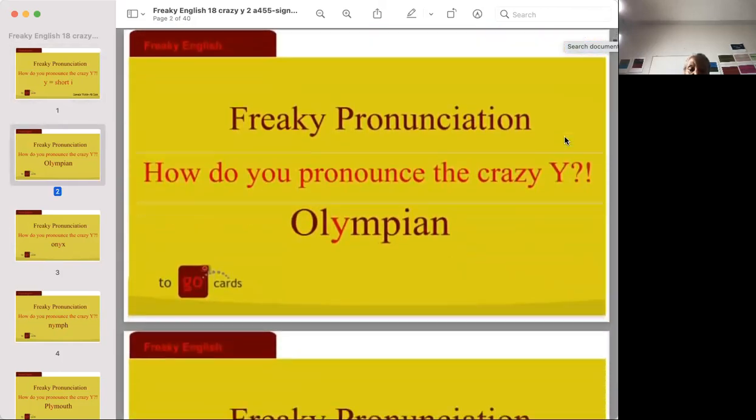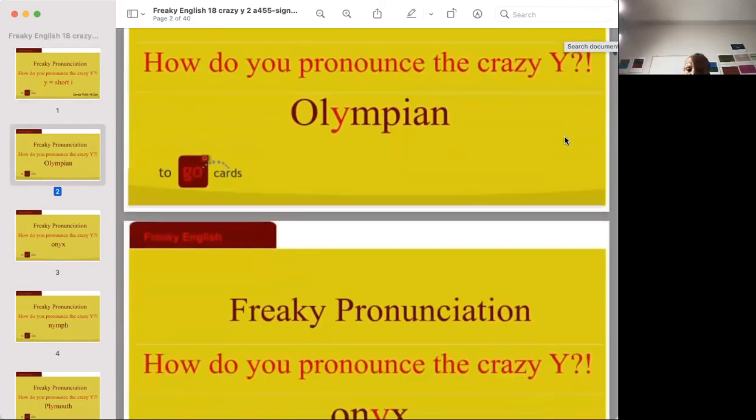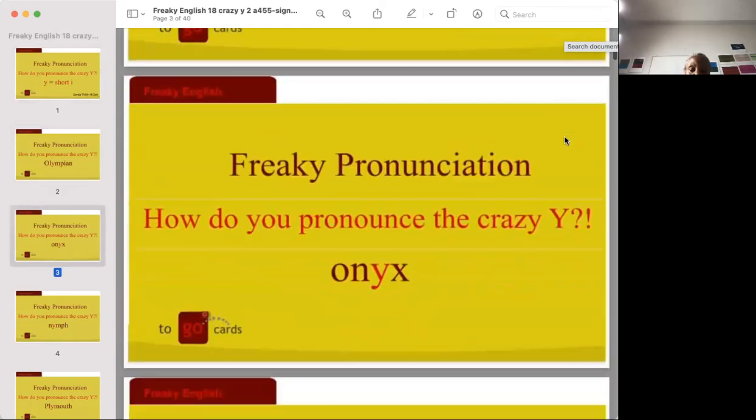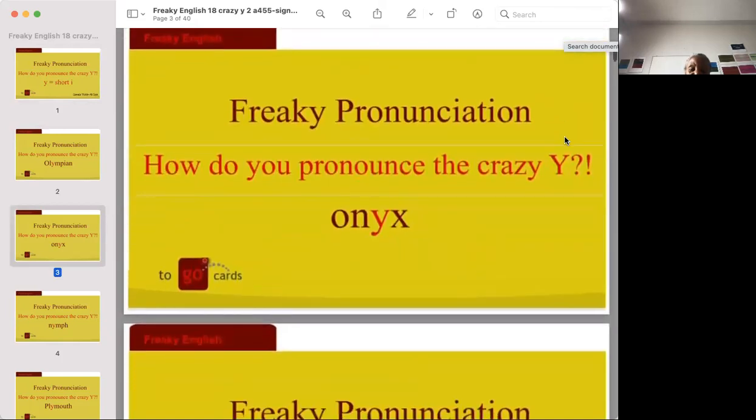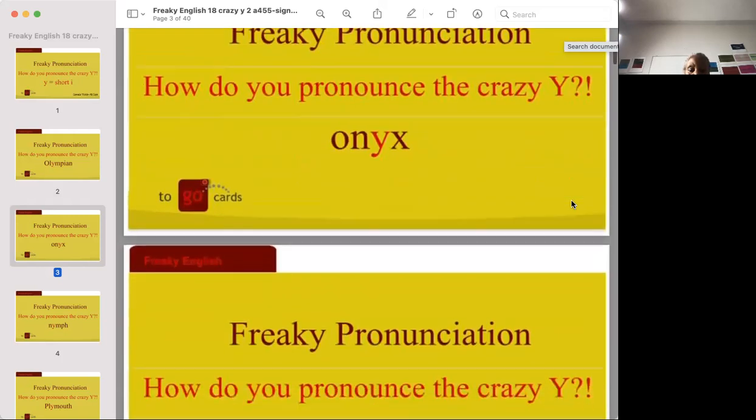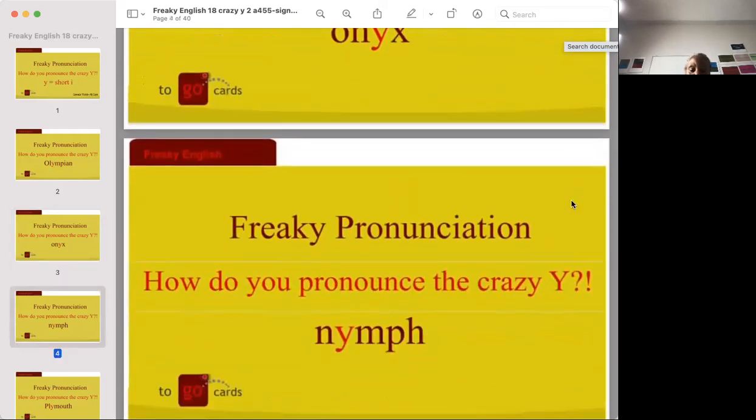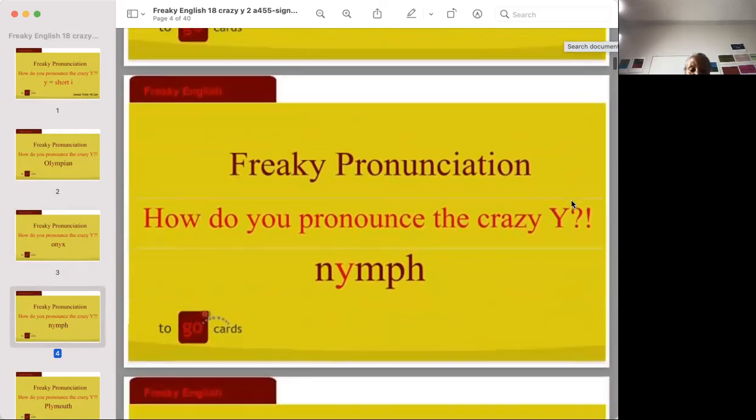Olympian, Olympia, Olympics, onyx. That's a stone that you find. I don't know if it's just Mexico, but I remember when I first saw the stone, there was a chess set made out of onyx. Nymph. That's Greek. Yes, Greek mythology. What a nymph is, look it up.